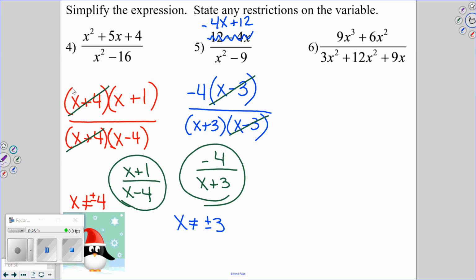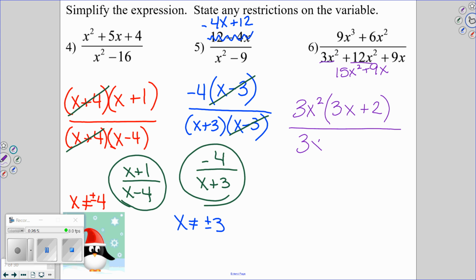Okay, here we go. Number 6. I got 3x squared. Good. Adrian, you with me? We're taking out a 3x squared. So 3x plus 2. You have like terms sitting on the bottom. 3x squared plus 12x squared, it's 15x squared. So that's 15x squared plus 9x. And now I can take out a 3x. So I would have 5x plus 3.